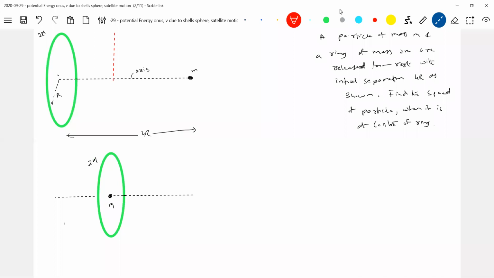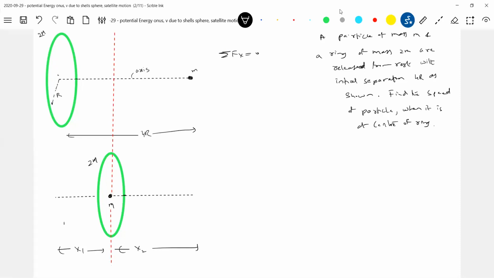So how can we see this? What force the ring will exert on the particle, the same force the particle will exert on the ring. Net force acting on the system is 0. Then from the center of mass concept, the ring will cover a distance x1, and the particle will cover x2. Since net force acting on the system is 0, the center of mass will not shift. And this is the position of the center of mass.